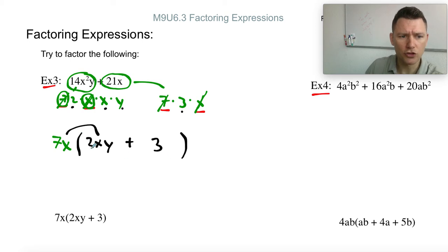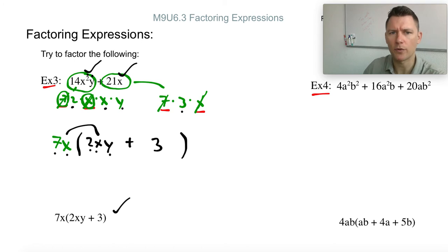If you're not sure, distribute back in to check. The coefficients, excuse me, give you 14. That gives you x squared, and there's your y, so this part's good, ka-ching. And 7x times 3 is 21x, ka-ching. Great. This guy, we can do the same thing.